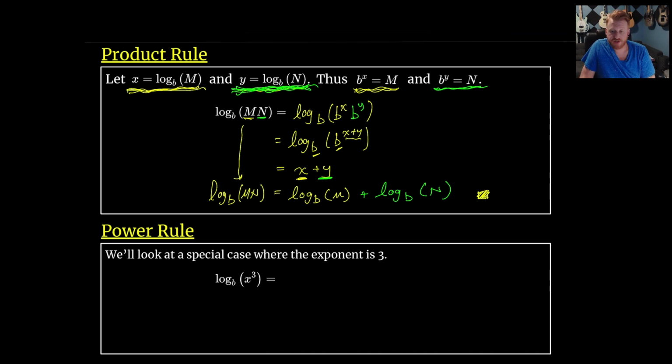So I challenge you to see if you can't prove the quotient rule yourself. Use the same properties of exponents here, but just the ones that make sense for division instead of multiplication, and I think that you should be able to find it.